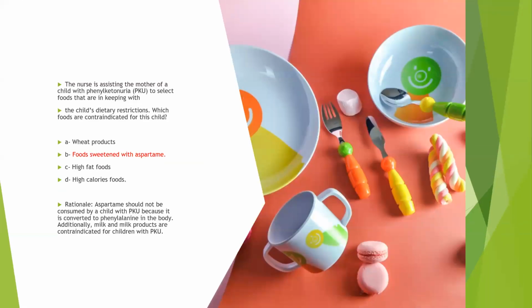So again, we're looking for something that is an issue, right, for the child with PKU. Pay attention to the key word, dietary restrictions. So contraindicated, meaning the rest the child can have, and I'm looking for something that the child cannot have. So it means I need to have a good understanding. So key words here, aspartame should not be consumed by a child with PKU because it is converted to phenylalanine in the body. Additionally, milk and milk products are contraindicated for children with PKU.